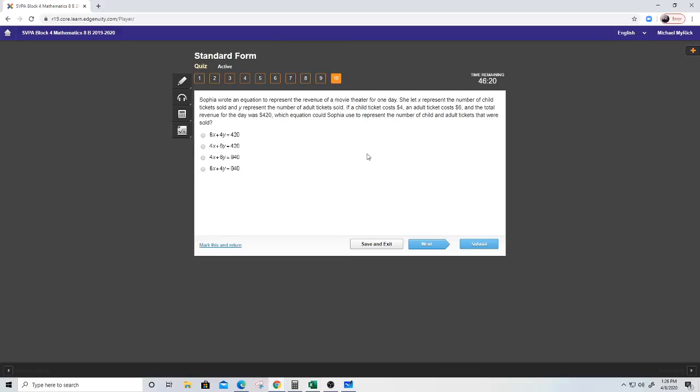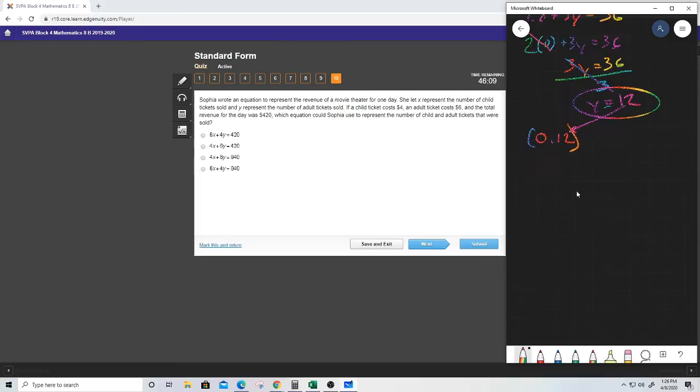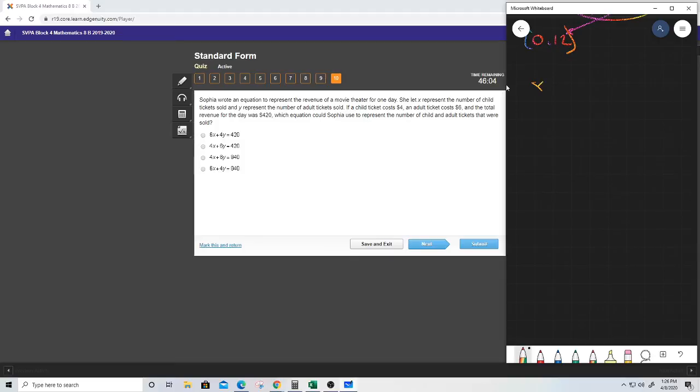And last but not least, Sophia wrote an equation to represent the revenue of the movie theater for one day. She let X represent the number of child tickets. And Y represents the number of adult tickets. If the child tickets cost 4, and the adult tickets cost 6, and the total revenue for the day was $420, which equation could Sophia use to represent the number of child and adult tickets that were sold? Well, 4x plus 6y equals 420.